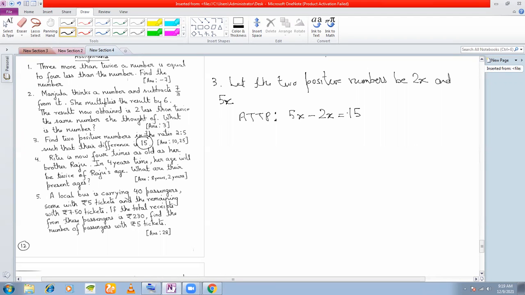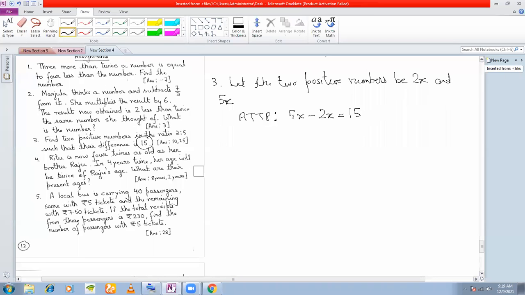Solve this equation. You will get x is equal to 5. So you will get the two numbers as 10 and 25. You'll get 10 and 25.